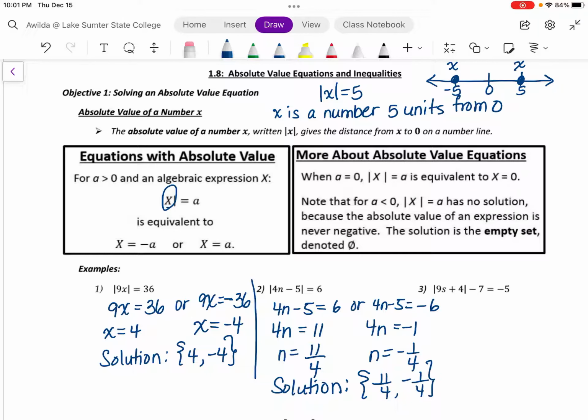As I said in an earlier video, whenever you're writing the solution set as a list of solutions in these curly brackets, the order in which we list the solutions is not important.